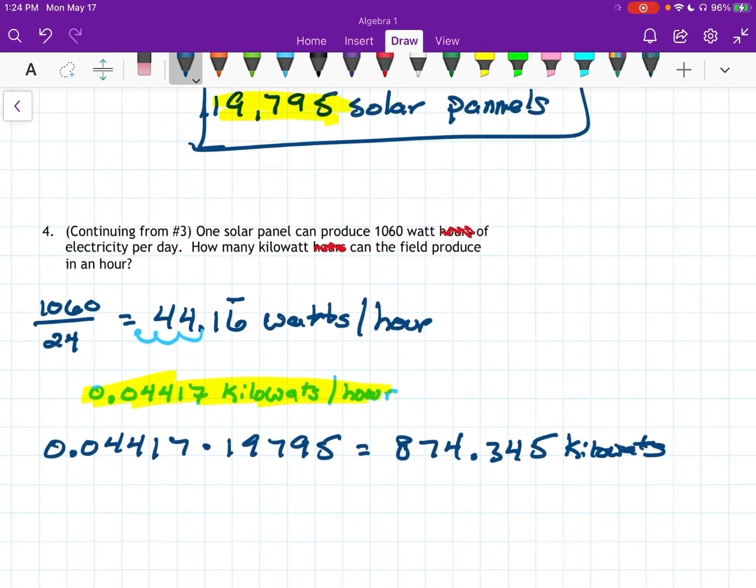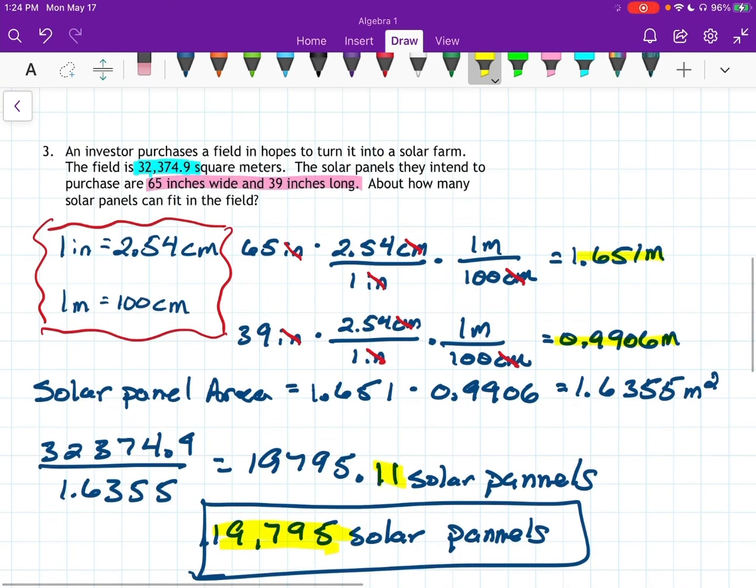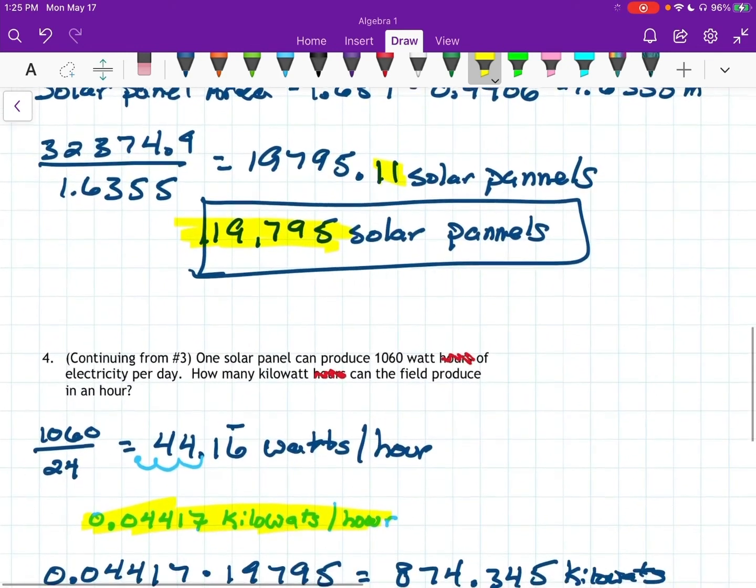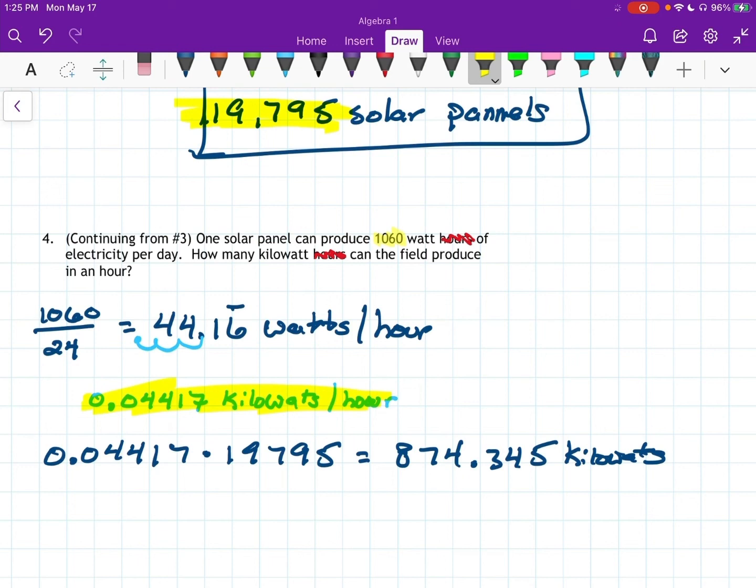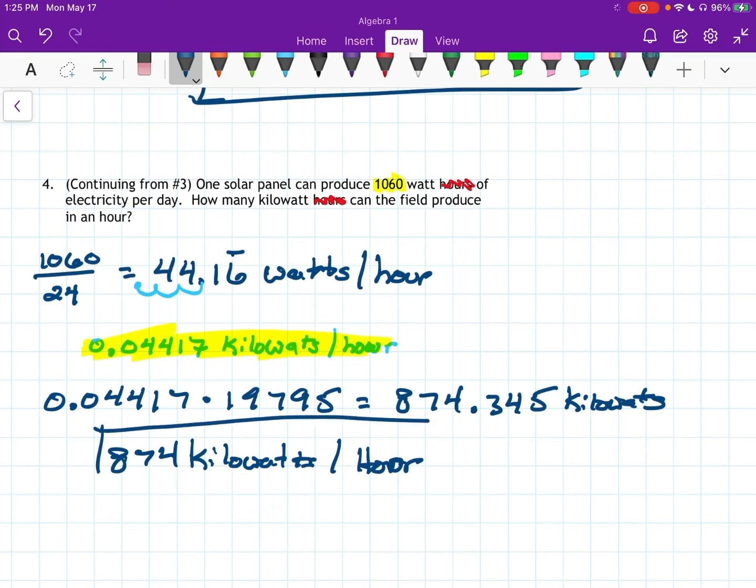And since we're continuing from number 3, let's look all the way back up at number 3. Number 3, we rounded to the nearest 0.9. Does that really make sense? Yeah, we've already rounded based off of that one. We rounded in their solar panel count. These watt hours are to the nearest whole watt. Let's go ahead and round to the nearest whole kilowatt. And there we are. This is 874 kilowatts per hour, right?